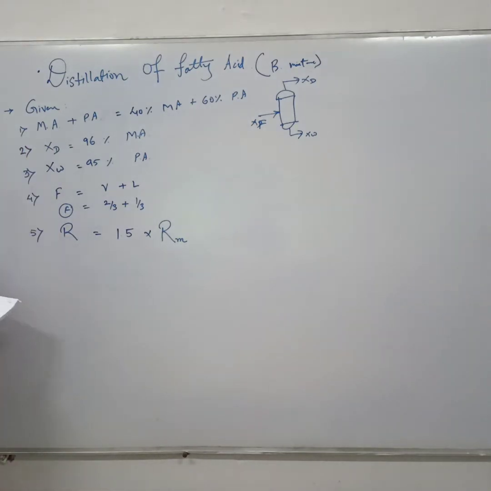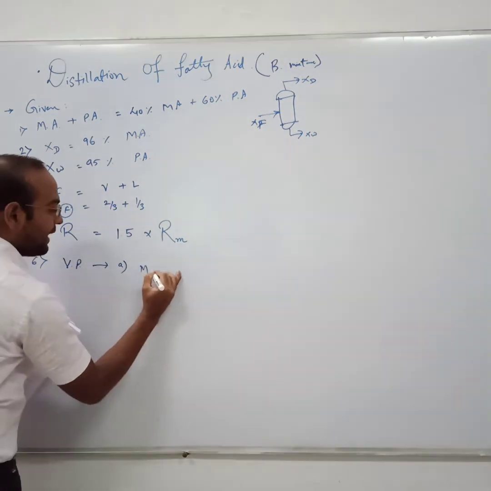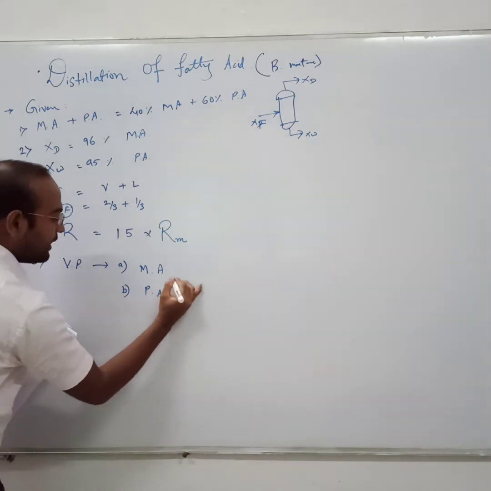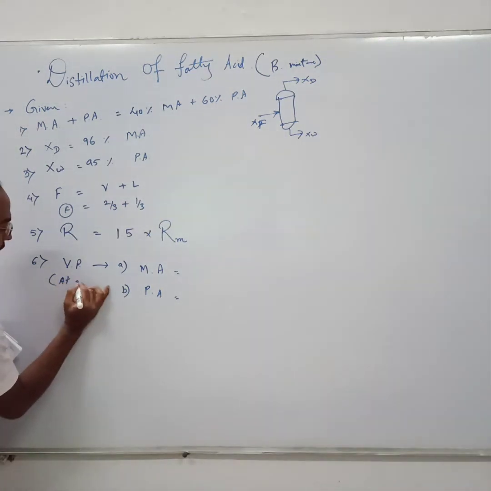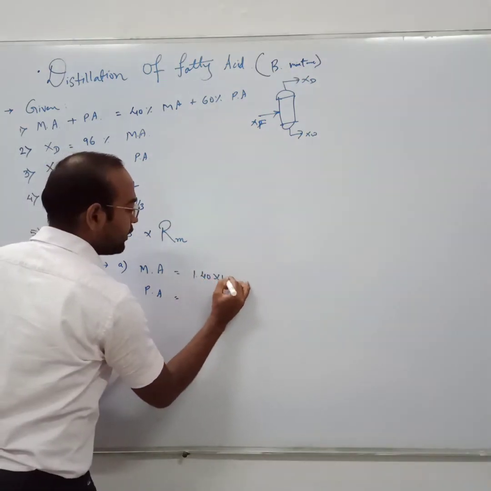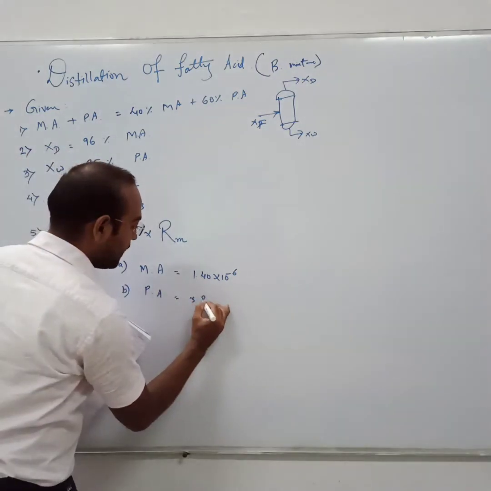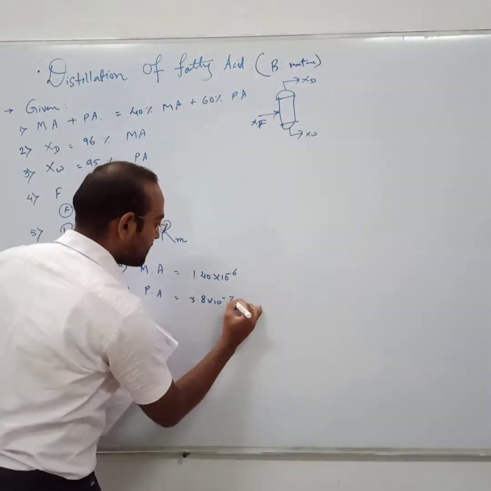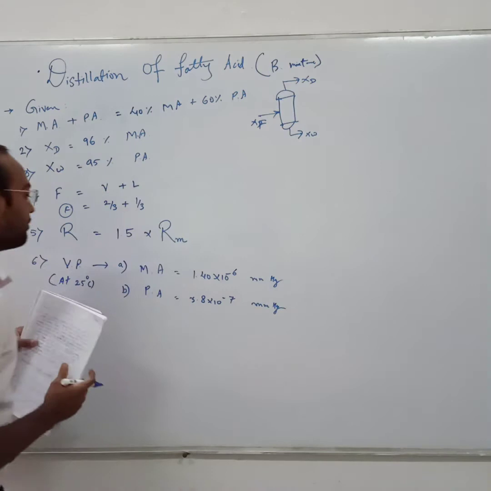Now this is all about the given conditions, and various data of vapor pressure and boiling point are also given. First the vapor pressure of myristic acid and second of palmitic acid, given at a standard 25 degrees Celsius. The vapor pressure of myristic acid is 1.40 times 10 to the power minus 6, and that of palmitic acid is 3.8 times 10 to the power minus 7, both in mmHg.